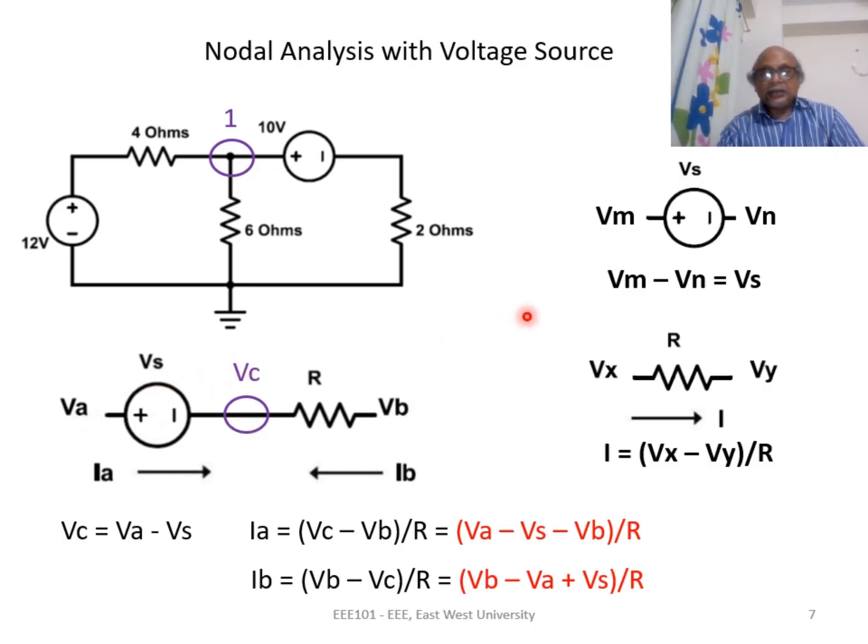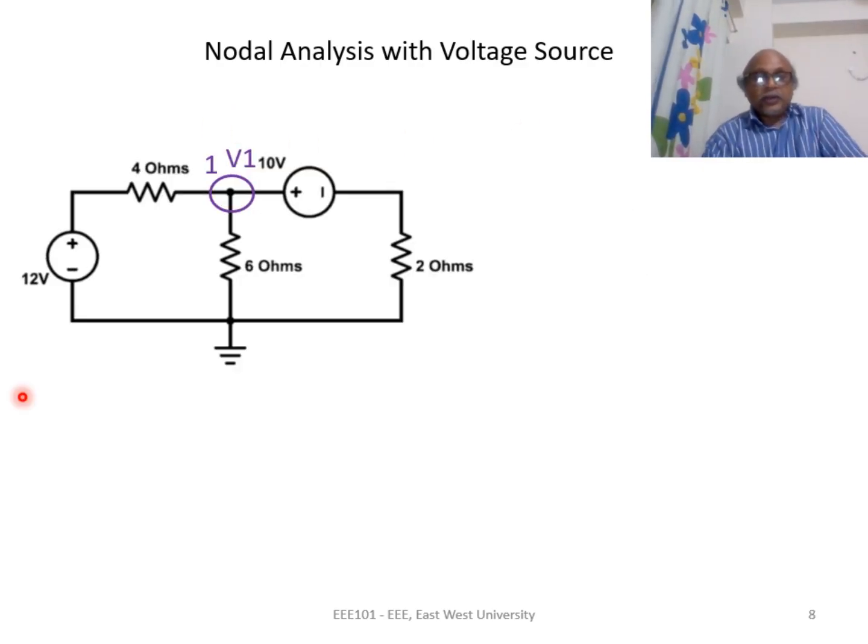If we are at the plus node of a voltage source, and from there we go to the minus node, the voltage will drop by the amount of Vs. So when I go from plus node to minus node, the voltage here will be Va minus Vs. This is Va minus Vs. So if we remember that principle, it is not necessary to assign the voltage Vc. Okay.